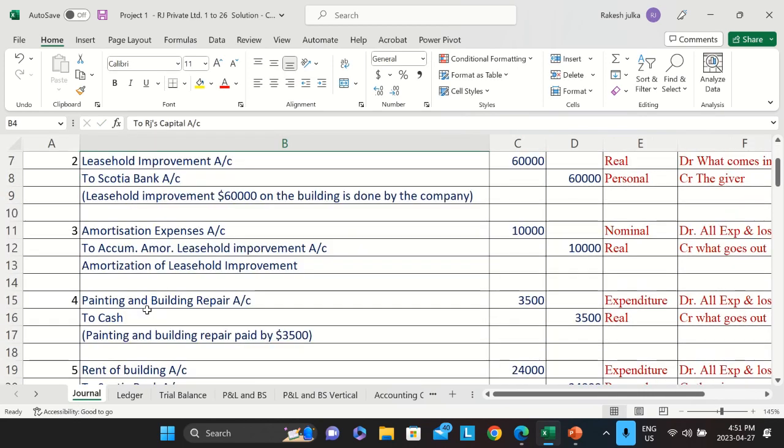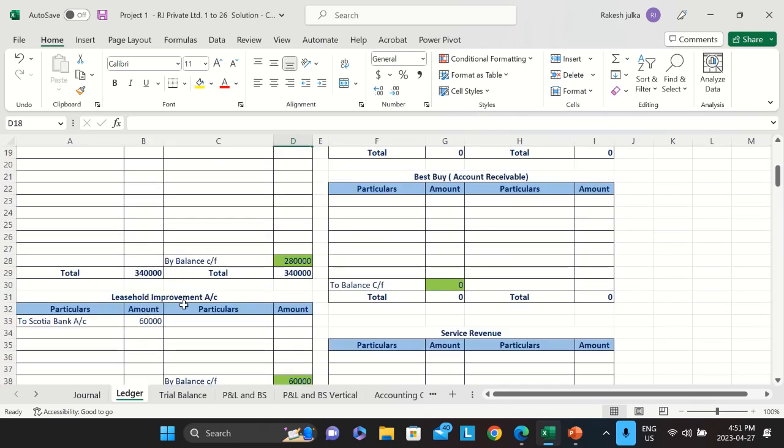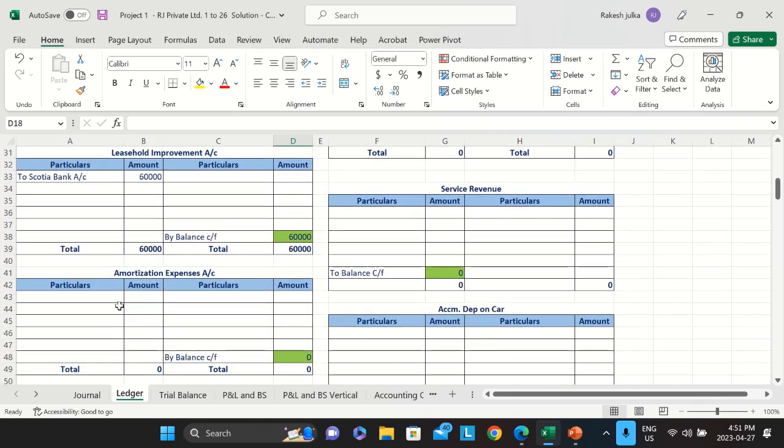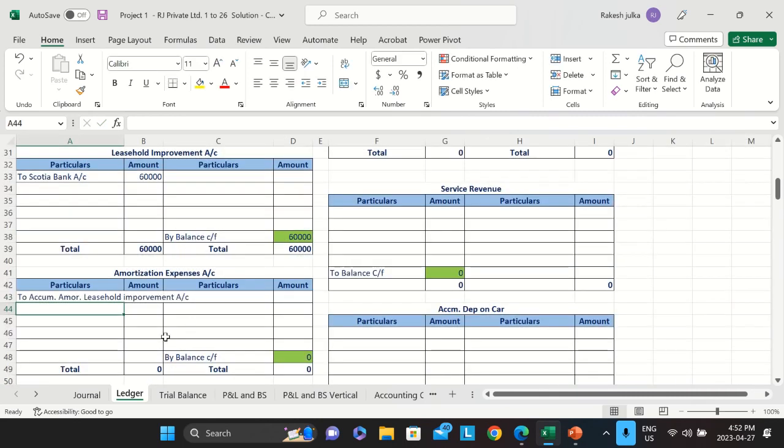The next transaction is amortization to accumulated amortization of leasehold improvement. So amortization is 10,000. Where is amortization? Leasehold improvement is there, and amortization expenses. So amortization expenditure is equal to sign here, amortization expenditure to, because whatever account we are working in, we will not write that same wording. We will write something different, just to understand why this amount is there. This amount is there only because of this, right? And so this is accumulated.